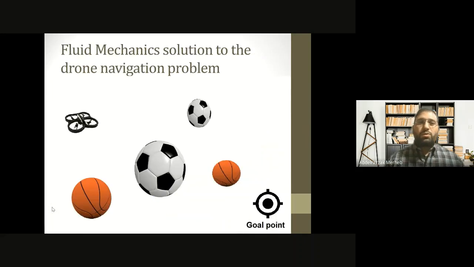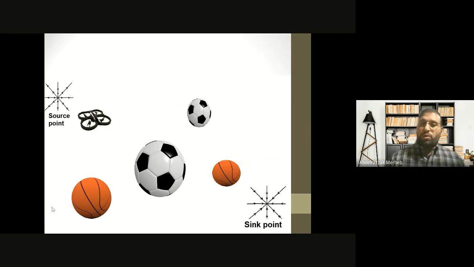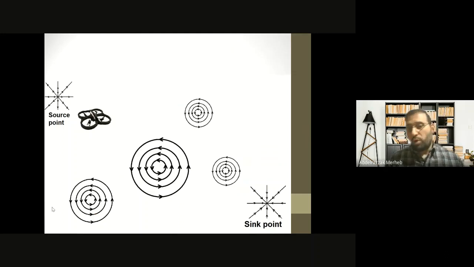So let's return to our navigation problem. Let's say we have a drone that intends to go to its goal point. So I will put a sink point at the goal point and a source point right behind the drone. And on each obstacle, I will put a vortex point. And now I'm sure that the flow lines will go from the source point to the sink point while avoiding all obstacles. And voila, the problem is solved.